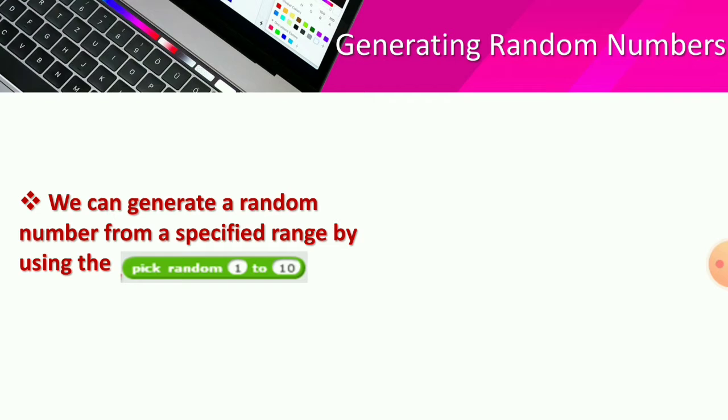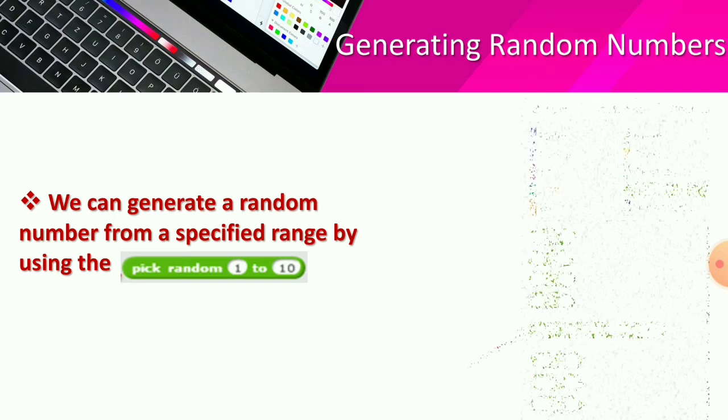Now children, you can see on the screen generating random numbers. We can generate random numbers from a specified range by using the pick random block. Here you can see on the screen the green color block. Which block is this? Pick random block. Generating random number means we can display any number from the specified range. What range we will give, from that range it will pick a random number and will display on the screen.